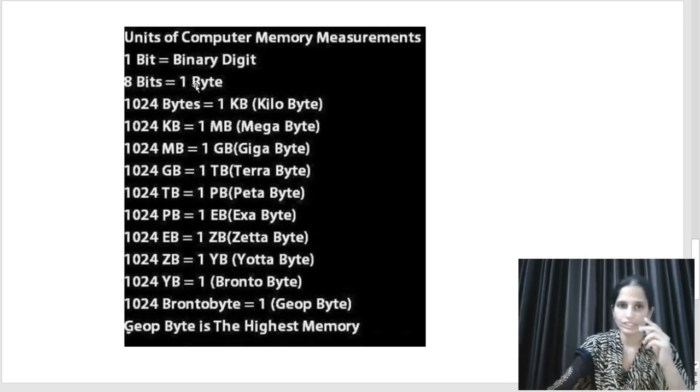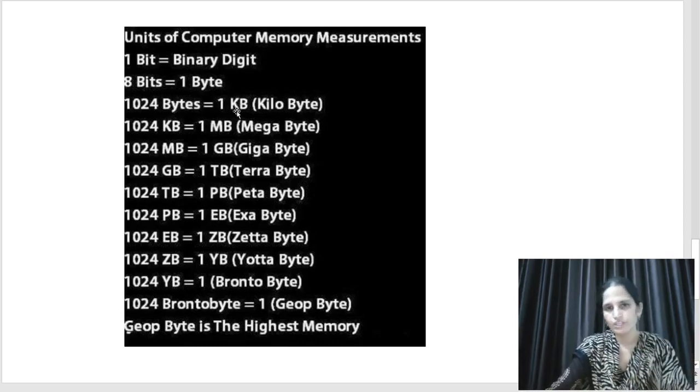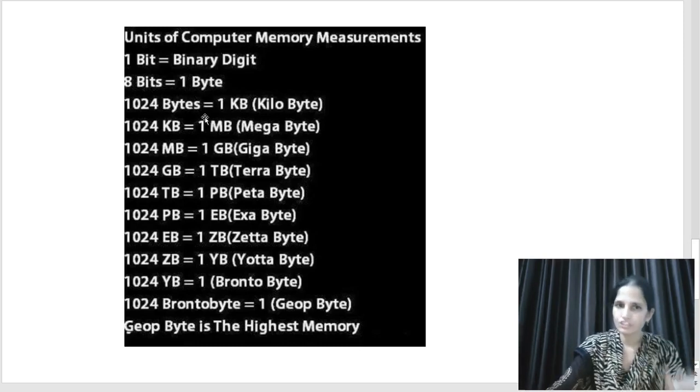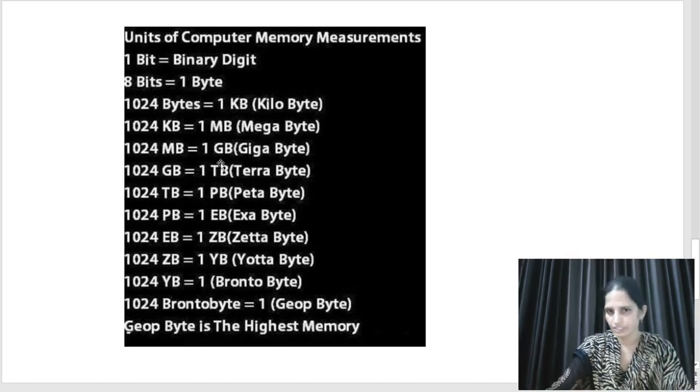The smallest unit is the bit. Only one bit is there, 0 or 1. The 4 bits is a nibble, and 8 bits is a byte. And 1024 bytes is 1 kilobyte, and 1024 kilobytes is 1 megabyte, and 1024 megabytes is 1 gigabyte.